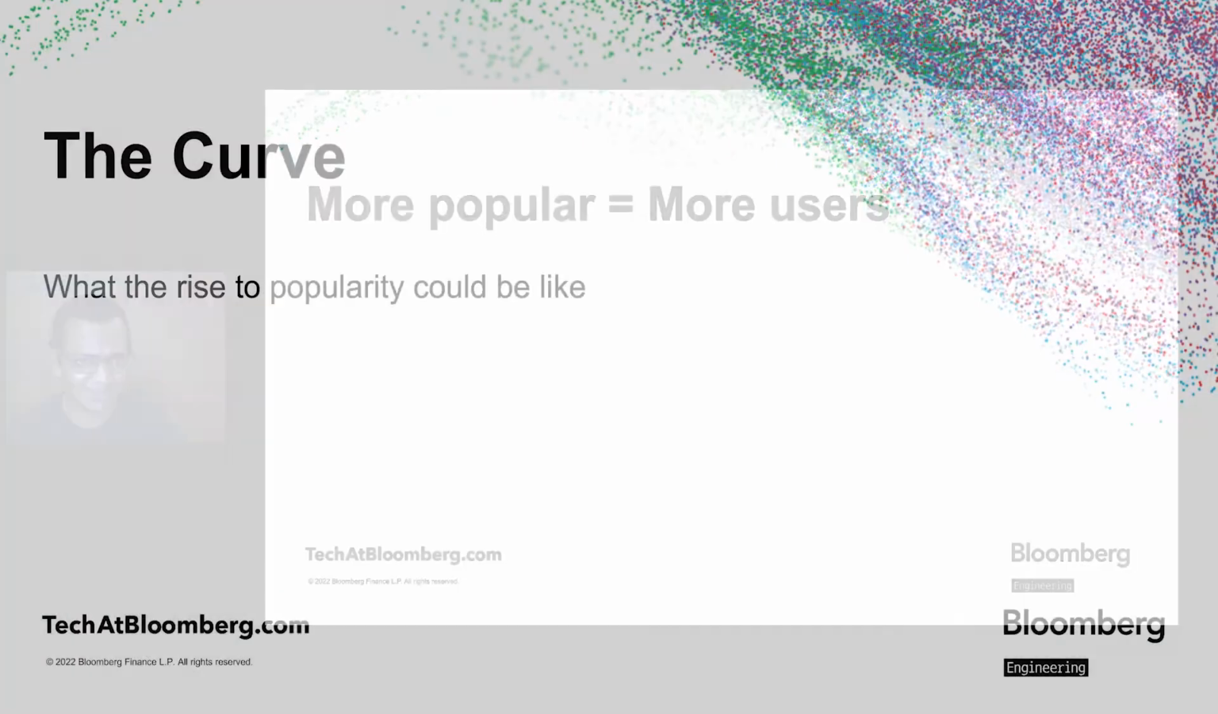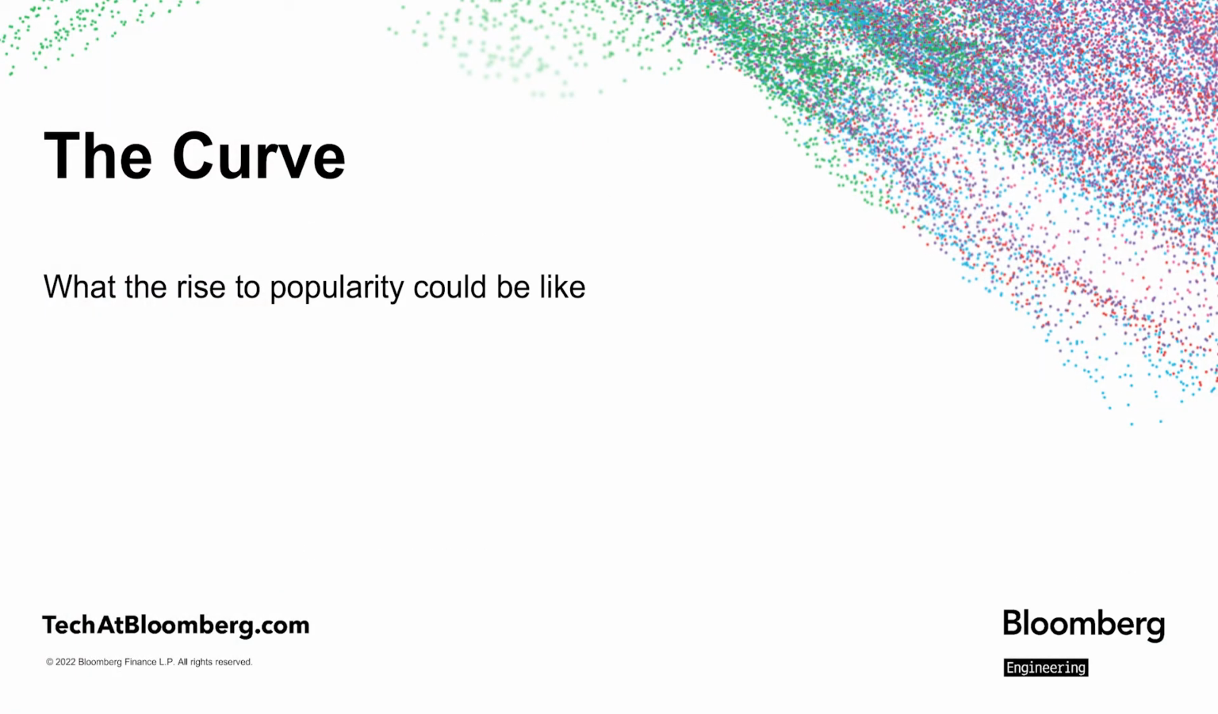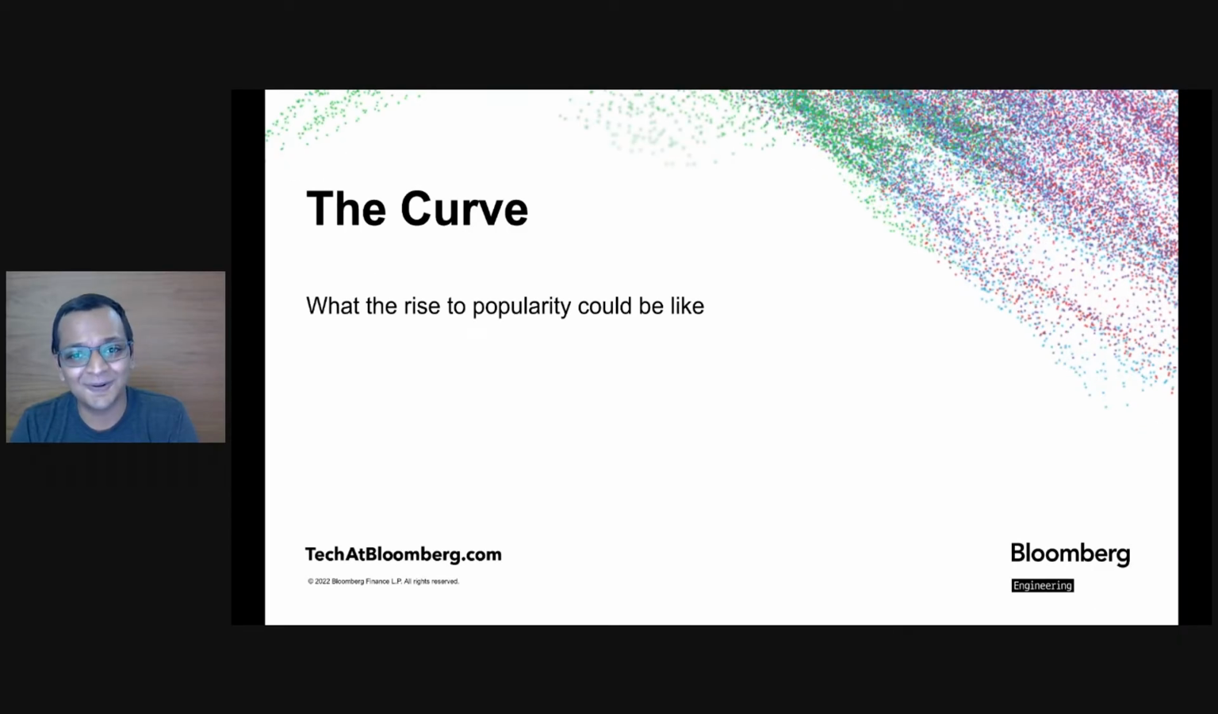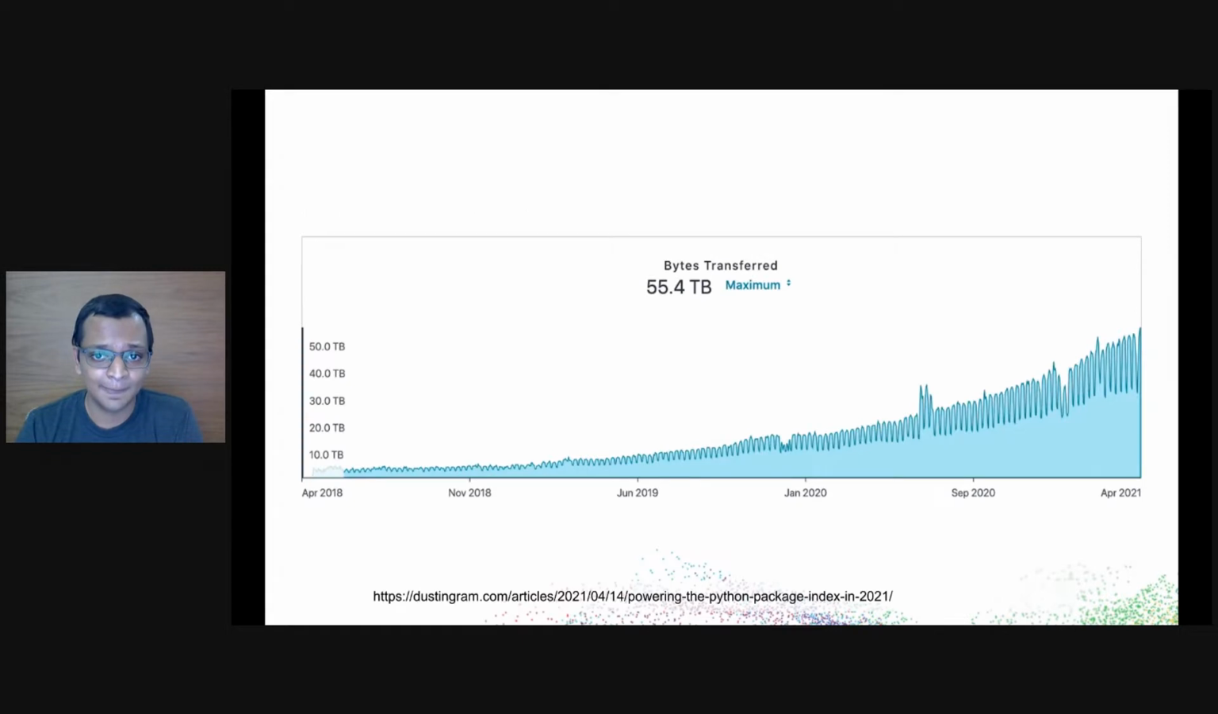And for a hypothetical project, it's going to become popular. It's going to become popular at some point. That's sort of the whole premise of this talk. So let's look at how that could happen over time and what the implications of that would be. The growth curve could look like what the Python Package Index, PyPI, has had, which has grown 4 times in the last 4 years. This graph, by the way, comes from an excellent blog post by Dustin Ingram, one of the administrators of PyPI.